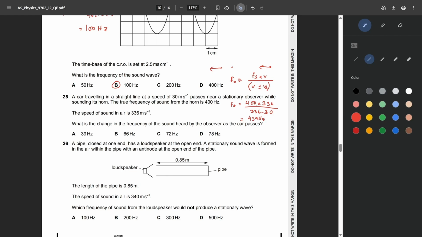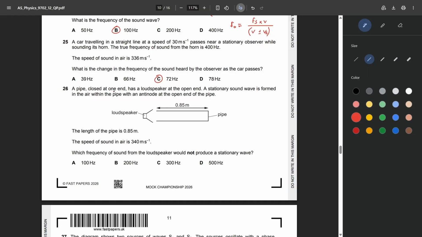Now, in the same equation, if we replace the negative with a positive, we get F0 is equal to 400 times 336 divided by 336 plus 30. That gives us 367. So 439 minus 367 is the range, or the change in frequency of the sound heard by the observer, which is 72 hertz. The range is 72 hertz, 367 to 439. So the answer is C.